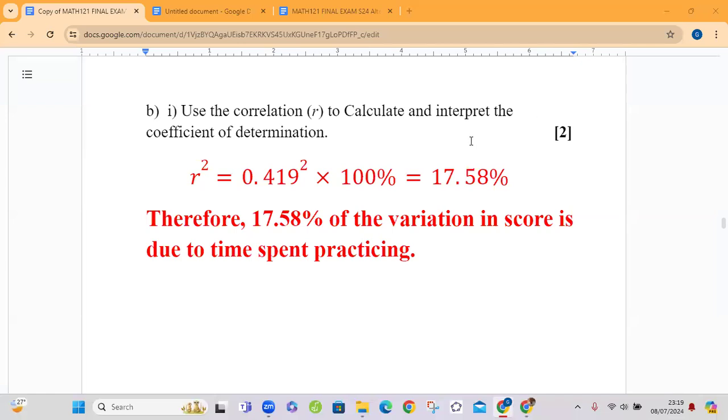Part B, 1 says to use the correlation R to calculate and interpret the coefficient of determination. So to do that, we square the correlation and multiply by 100%. So 0.419 squared times 100% will give us 17.58%. So therefore, 17.58% of the variation in score is due to time spent practicing.